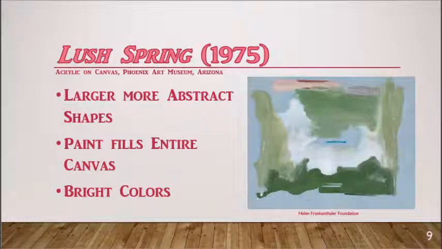Lush Spring, made in 1975, is an example of a color field painting made in the height of the genre's popularity. Paint covers the entire canvas in larger, even more abstract forms than the piece before. At this point in Frankenthaler's career, she used bright, bold colors that gave her pieces as much energy as her earlier stained canvas works, without the more expressive and energetic lines.